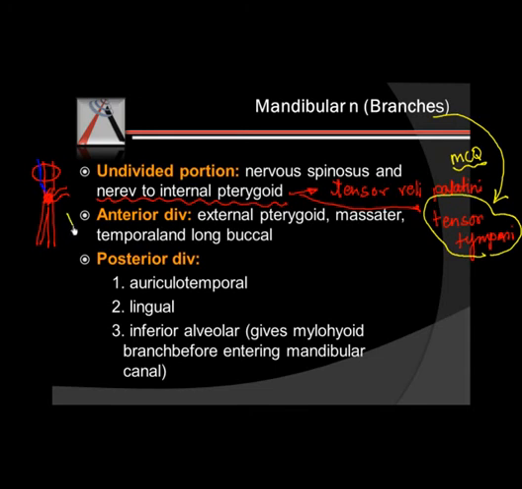Then we have the anterior division. This is the division that gives supply to most of the muscles of mastication except the internal pterygoid. The internal pterygoid has already been supplied by the undivided portion.